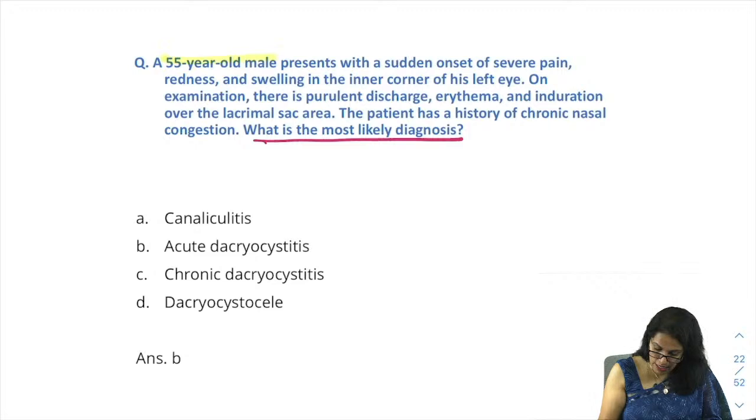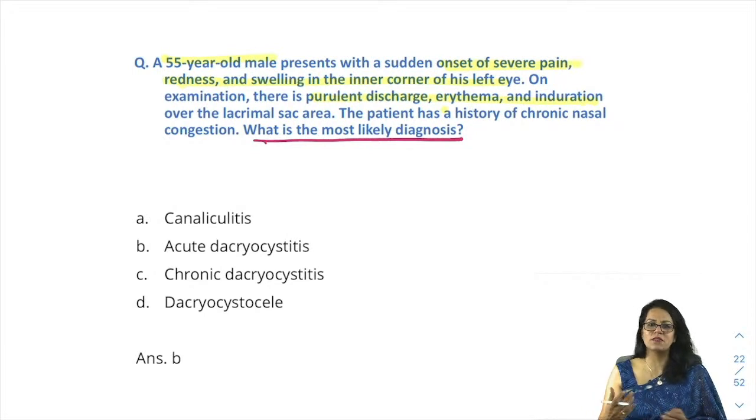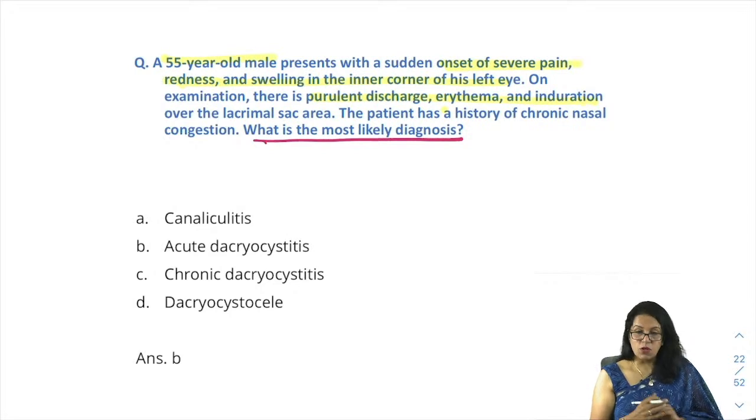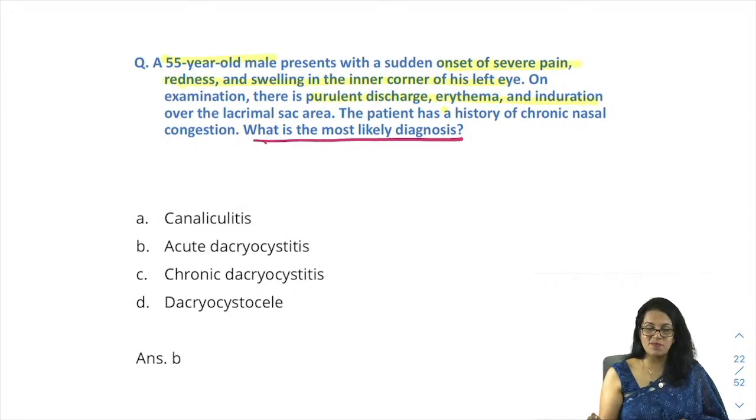A 55-year-old male presents with a sudden onset of severe pain, redness and swelling in the inner corner of his eye. On examination, purulent discharge, erythema and induration over the lacrimal sac. The patient has a history of chronic nasal congestion. We all know that chronic sinusitis can be one of the reasons for these inflammations and infections. So what is the diagnosis? It is a very, very simple question.